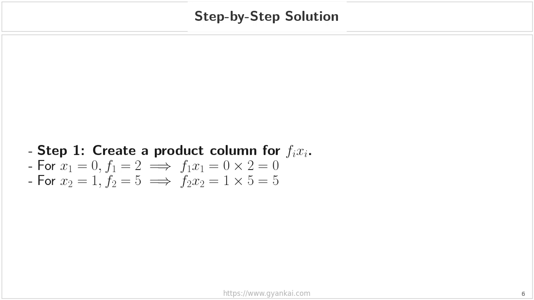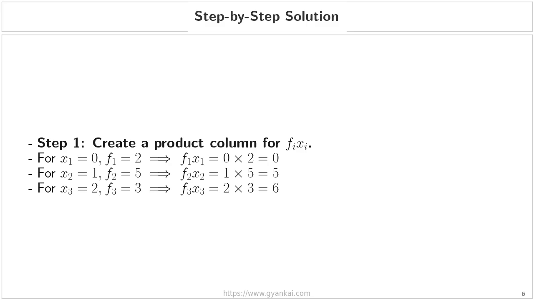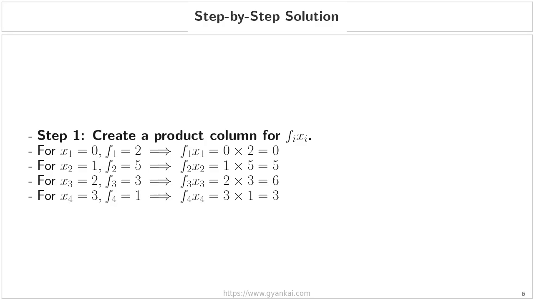Next, looking at our second row, where x sub 2 is 1 and the frequency f sub 2 is 5, 1 times 5 equals 5. Moving to the third row, where x sub 3 is 2 and the frequency f sub 3 is 3, we get 2 times 3, which is 6. Finally, for our last row, where x sub 4 is 3 and the frequency f sub 4 is 1, 3 times 1 gives us 3. Once we have these individual products, we'll be ready to sum them all up in the next step.